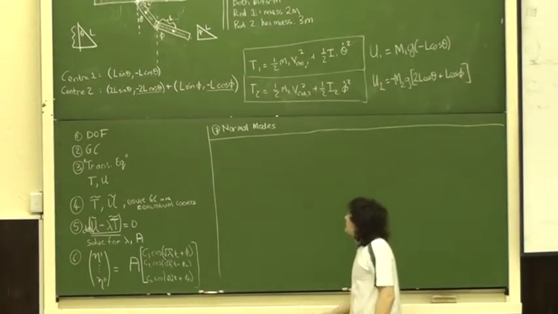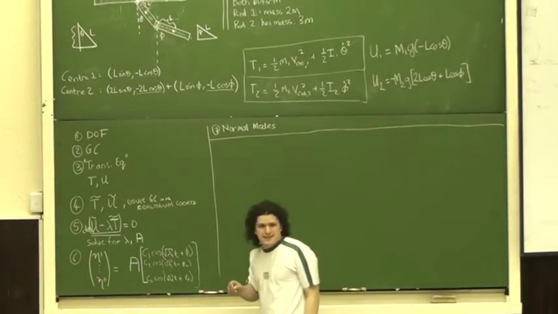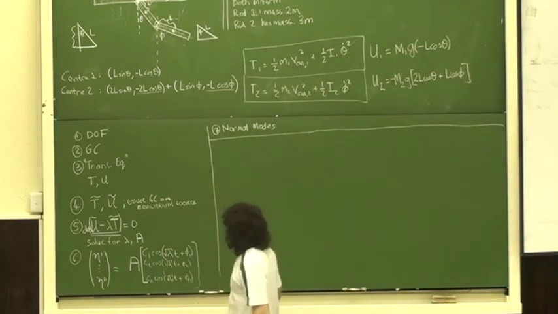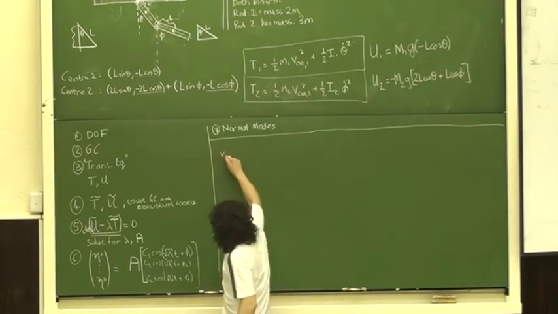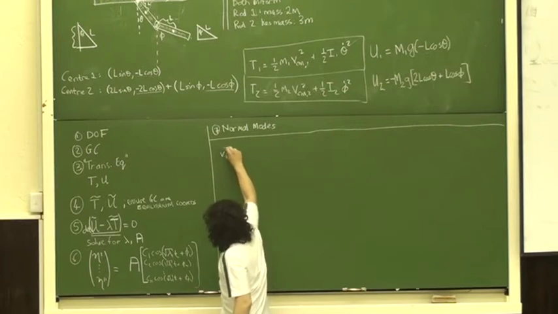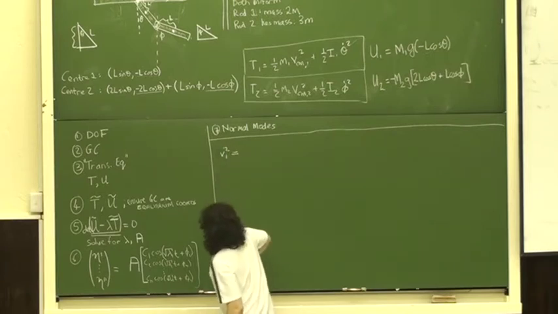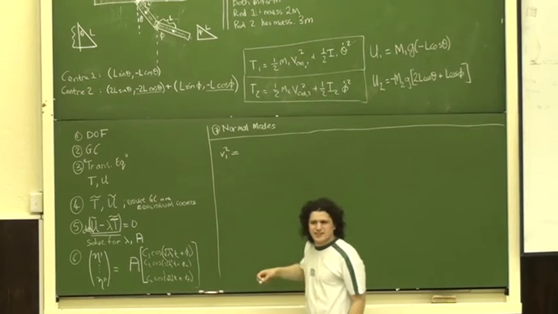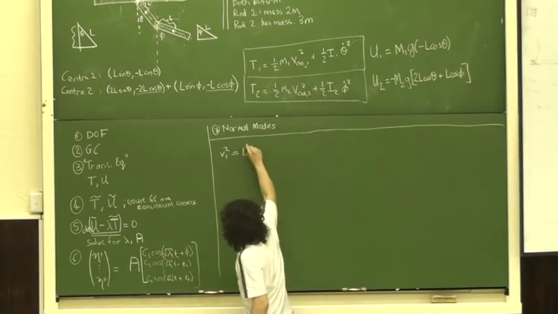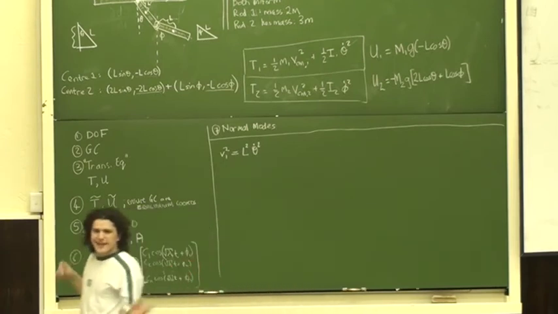So, velocity 1 is not hard at all. Velocity 1 squared is equal to, I mean, I can see a straight. Can you guys see a straight? It's L squared theta dot squared. It's going to be a sine squared and a cos squared to cancel out.